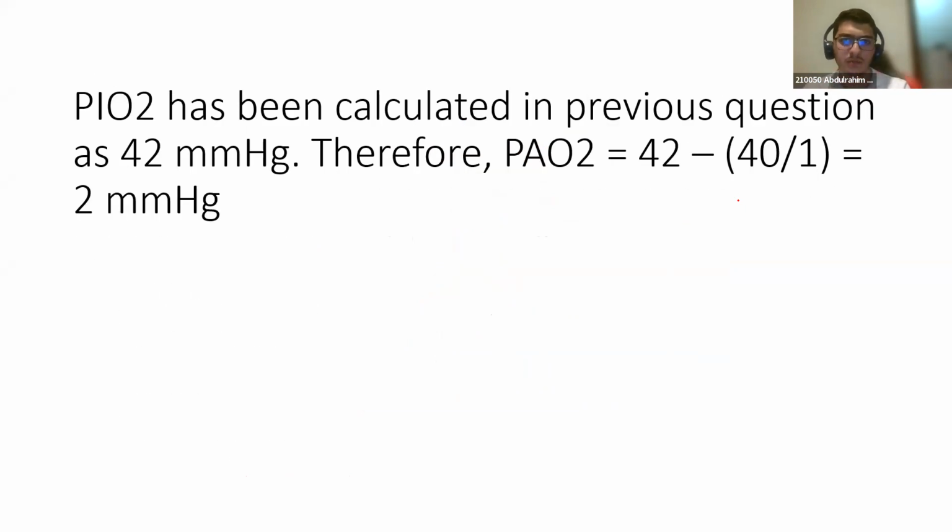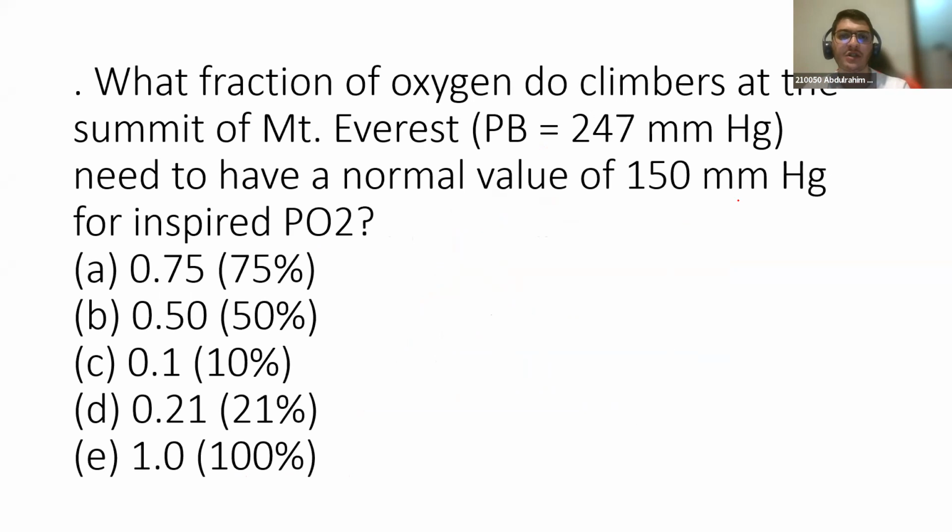Okay, so the same thing. What fraction of oxygen do climbers have at Mount Everest, 147? Need to have a normal value of 150. So here we are solving for the fraction of FiO2, which we have considered previously to be constant at 21%, but now it has changed. So does anyone have any answer?